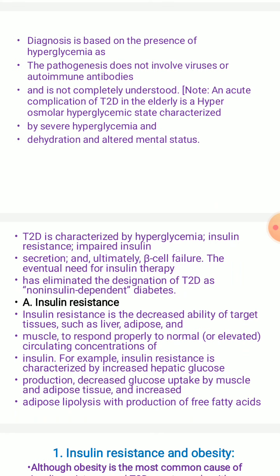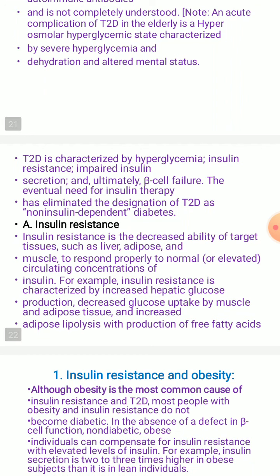So what are the things we can focus on in this particular type 2 diabetes? The manifestations or biochemical changes we can observe are, first, insulin resistance. Insulin resistance is the decreased ability of target tissues such as liver, adipose and even muscles to respond properly to the normal level of glucose or to elevated circulating concentrations of insulin. For example, this insulin resistance is mainly characterized by increased hepatic glucose production.